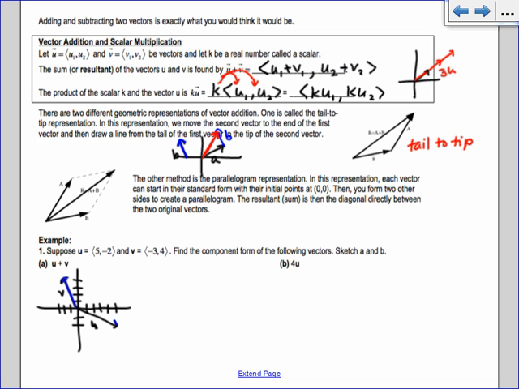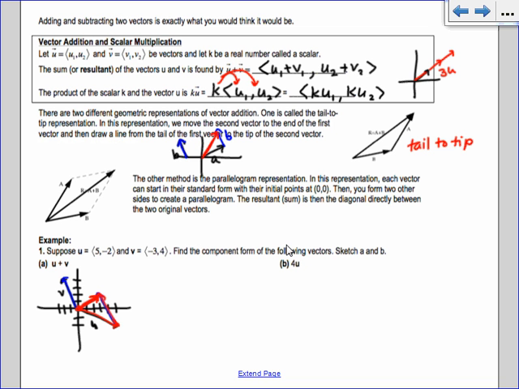So that means that I'm going to go over 1, 2, 3, and up 4. I went up too far. Okay, so I moved it to the end. And the resultant is connecting from the tail to the tip of the very end. So you go tail to tip, and then this goes from the tail of the original to the tip of the end.